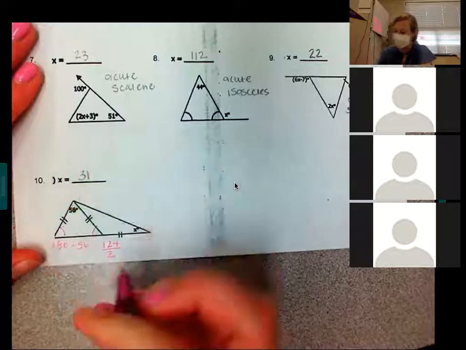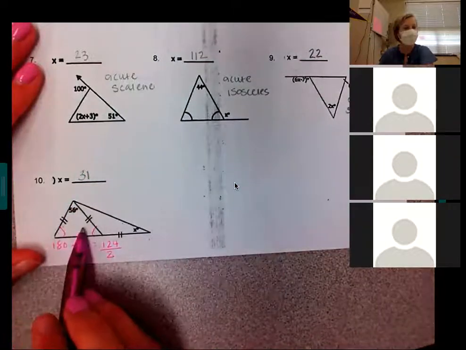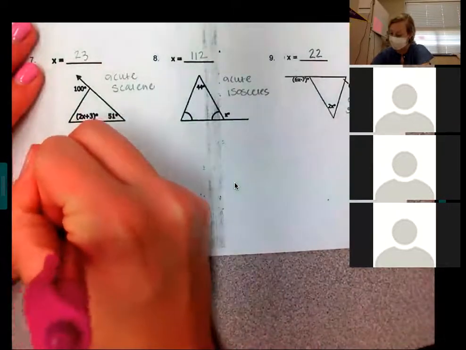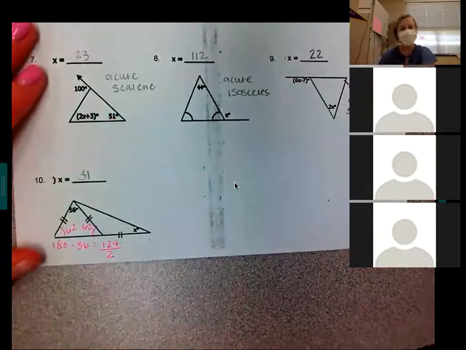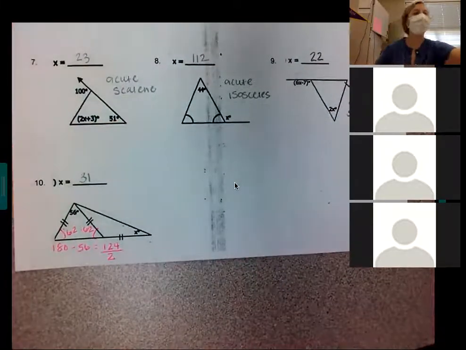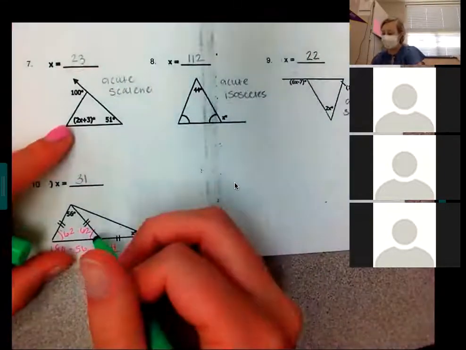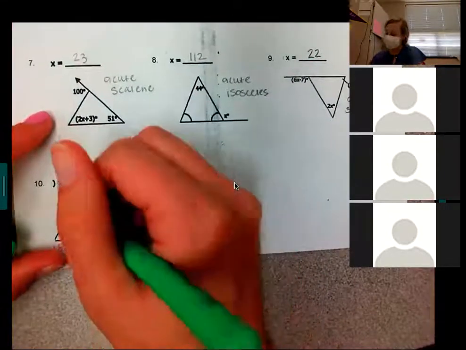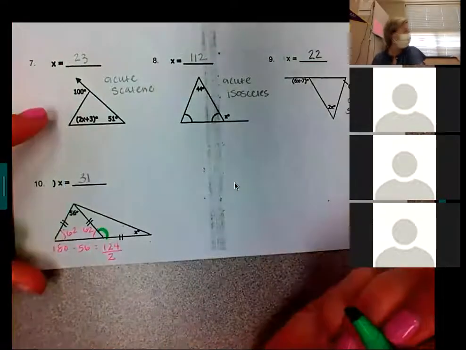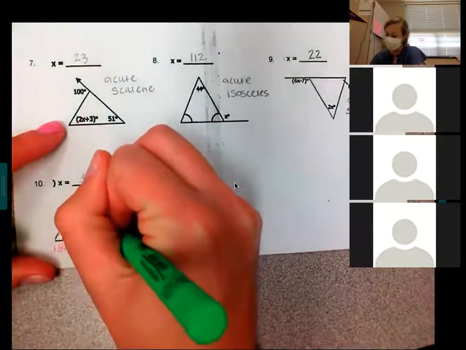So if you divide that by 2, what are these two angles? 62. All right, I'm gonna switch colors so y'all can see. If this bottom right angle is 62, what is the one beside it? 118, very good.